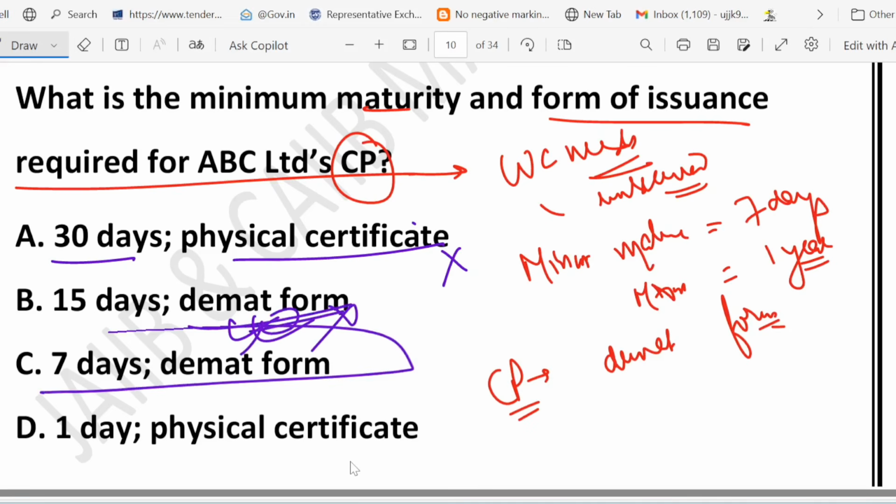Option C is 7 days and demat form. Yes, this is the absolutely correct answer. This is the perfect answer. Minimum maturity, as I just told you, is 7 days, and demat form. Yes, this is very much important.